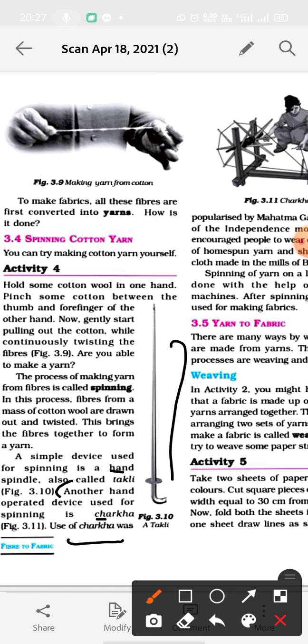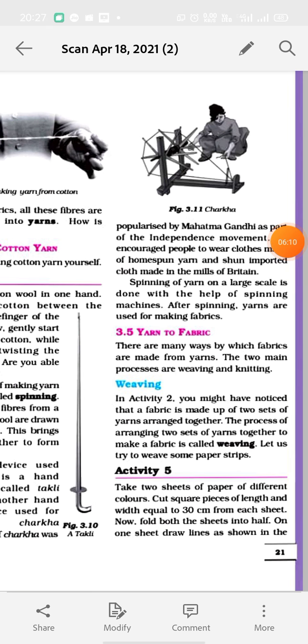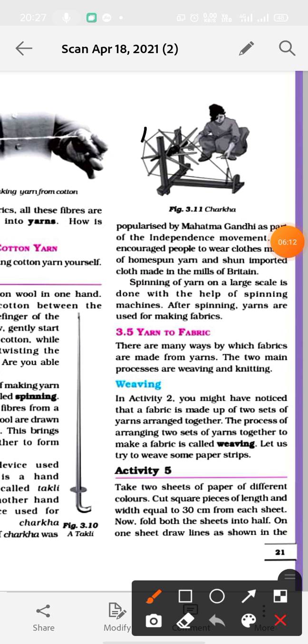Charkha. See this charkha. Use of charkha was popularized by Mahatma Gandhi as part of the independence movement.